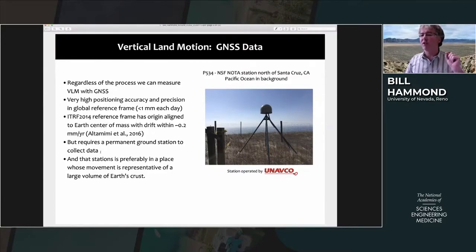So rates of motion in this reference frame are with respect to that Earth center. So this is great. However, it requires a ground station, some money to install things like this and look at the data. And preferably, we want these stations to be placed in locations where the motion is representative of a large volume of Earth's crust, so we don't have to have too many of them. So if we have a 20 kilometer spacing, for example, those things are measuring similar signals that are happening in the solid Earth.